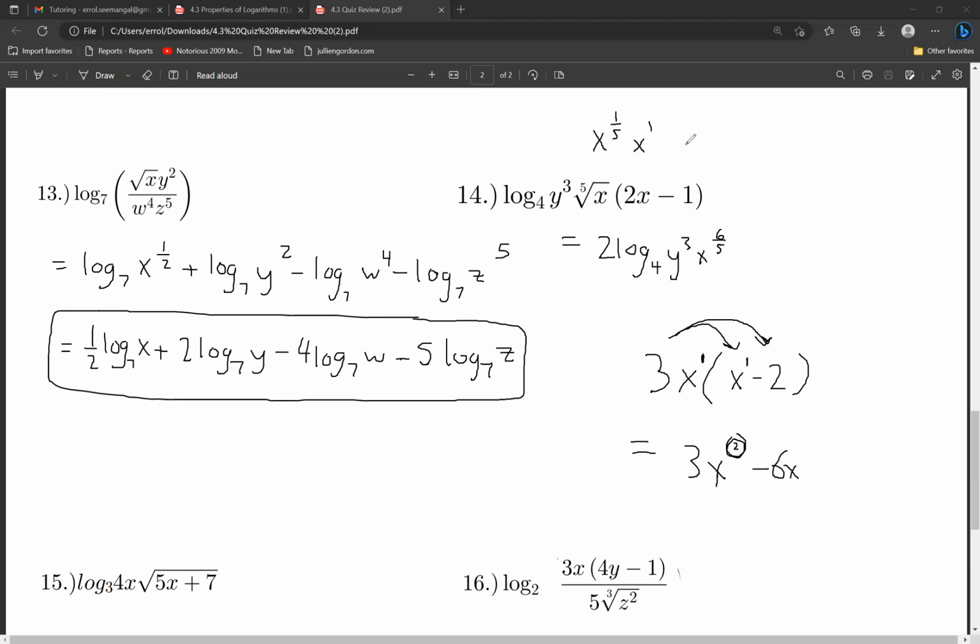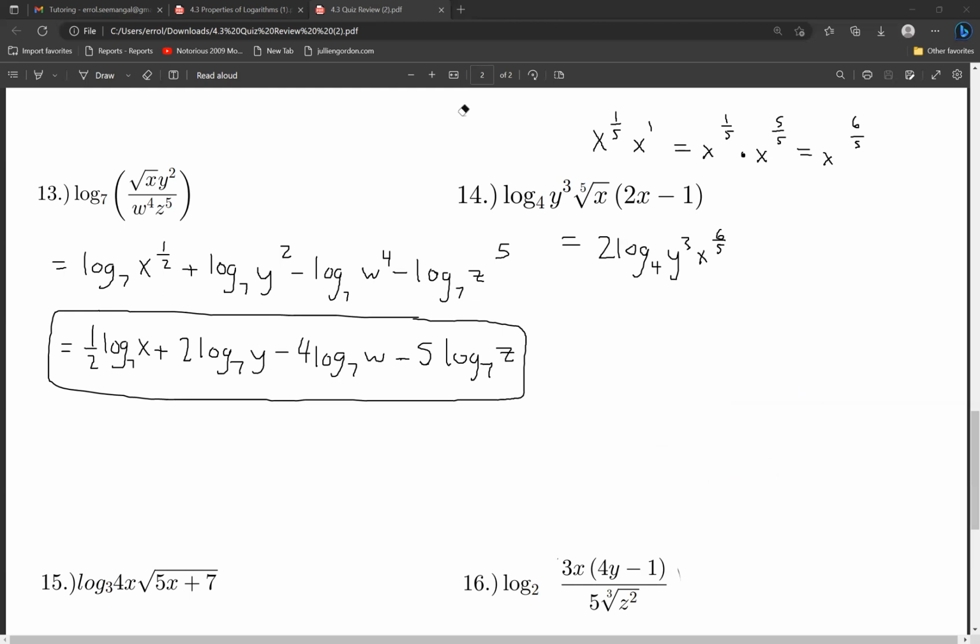So now go back to your exponent laws back in the day. When you had the same bases, just add the exponents. So x to the 1/5 times, we can rewrite the 1 as 5/5, right? That's also 1. Now just add your exponents. X to the 6/5. That's this one right here. X to the 6/5. Are you with me?